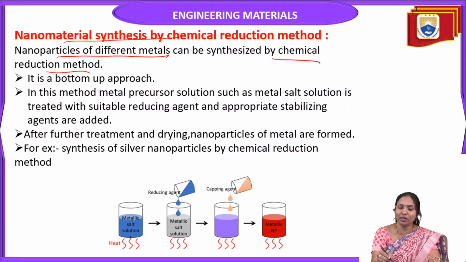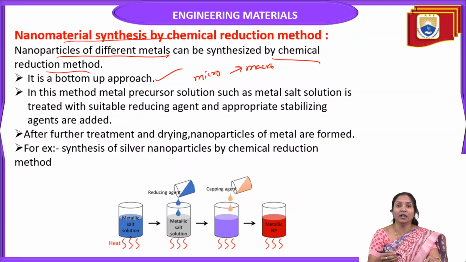It is the best example of the bottom-up approach, that means micro to macro. As we just discussed, matter in atomic or molecular level assembles to form little clusters. These clusters grow up to form nanoparticles. So the chemical reduction method is a bottom-up approach, micro to macro.